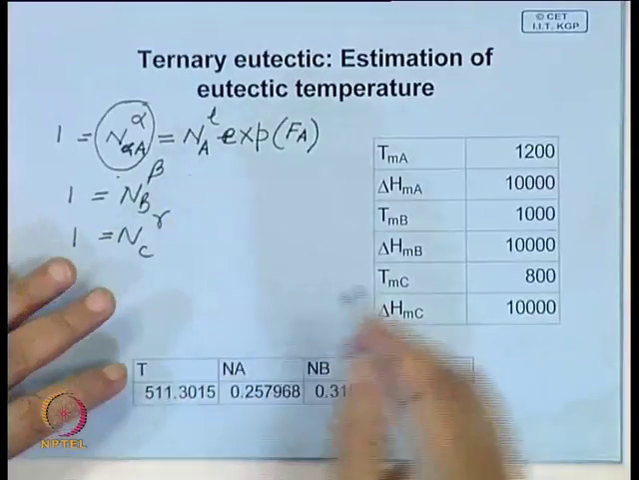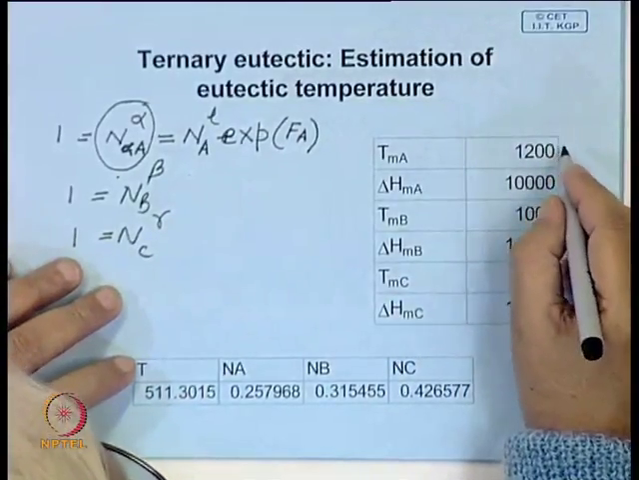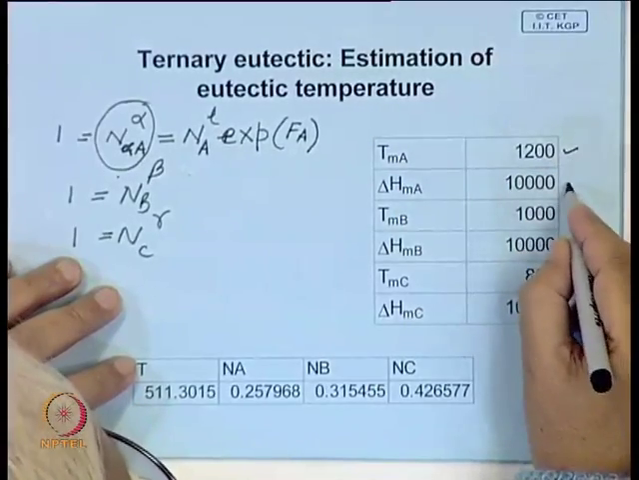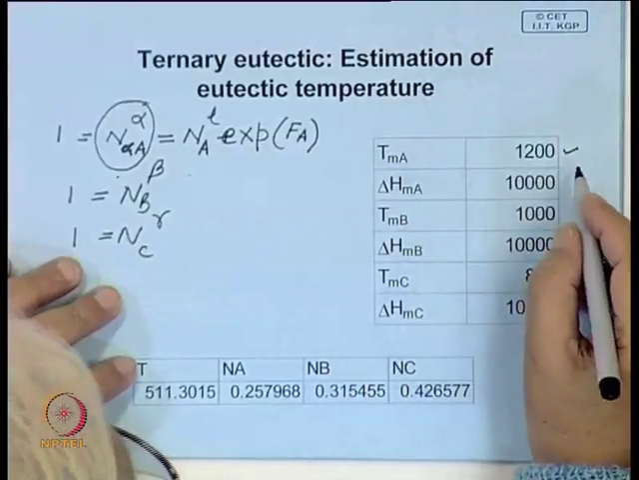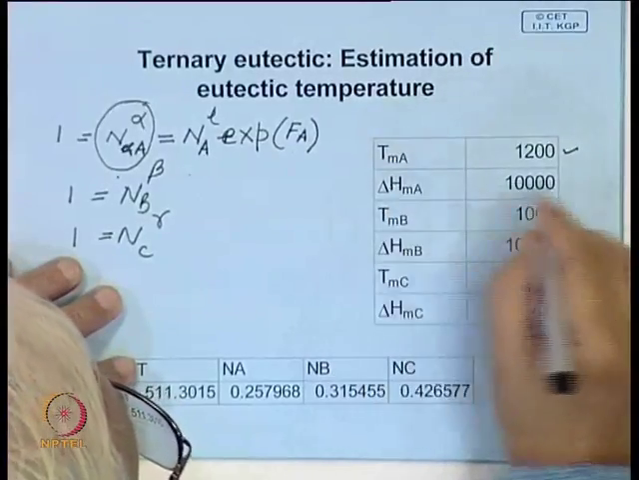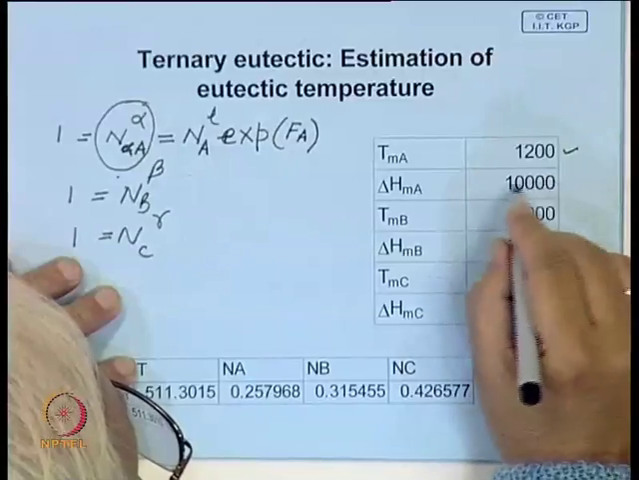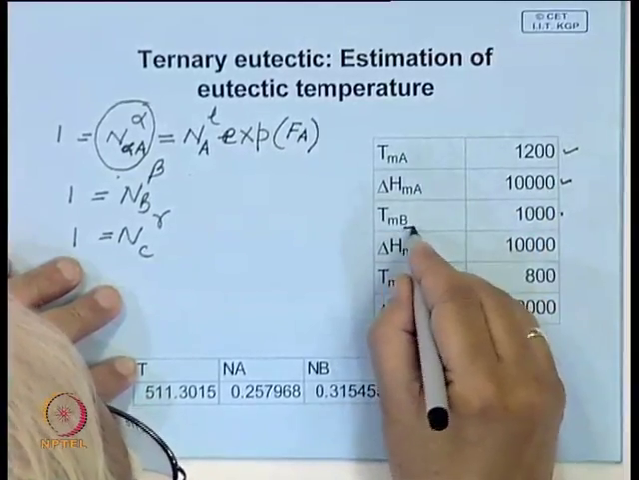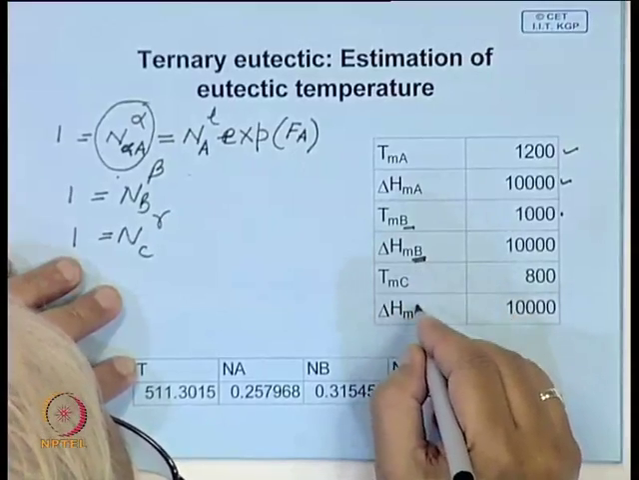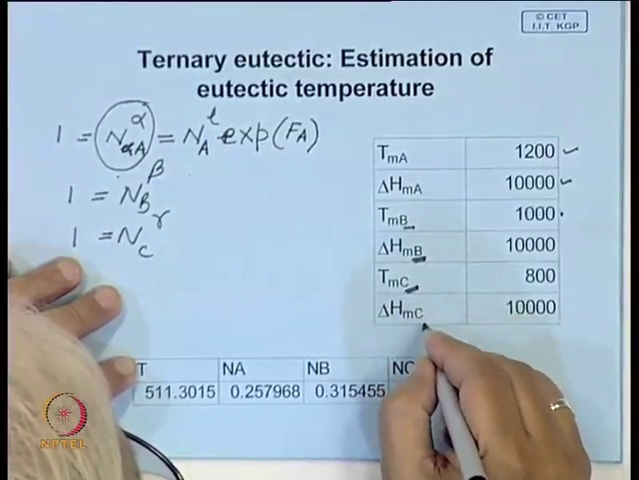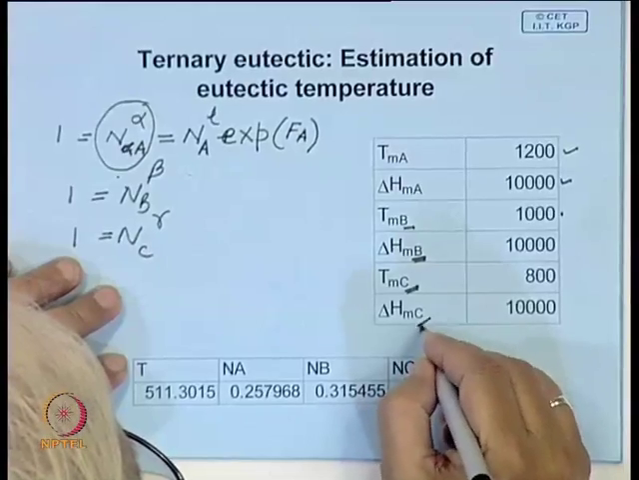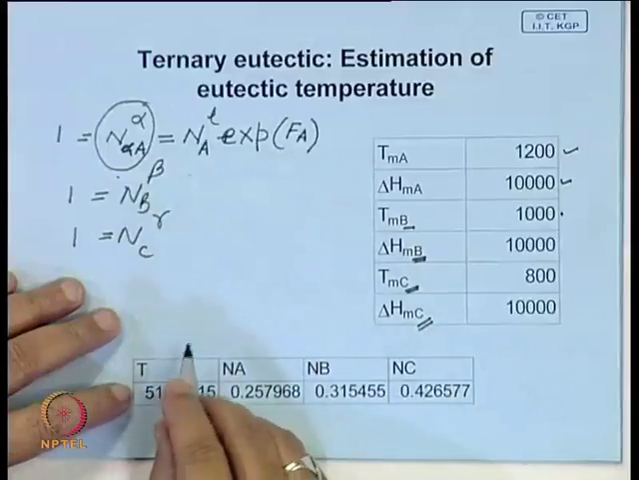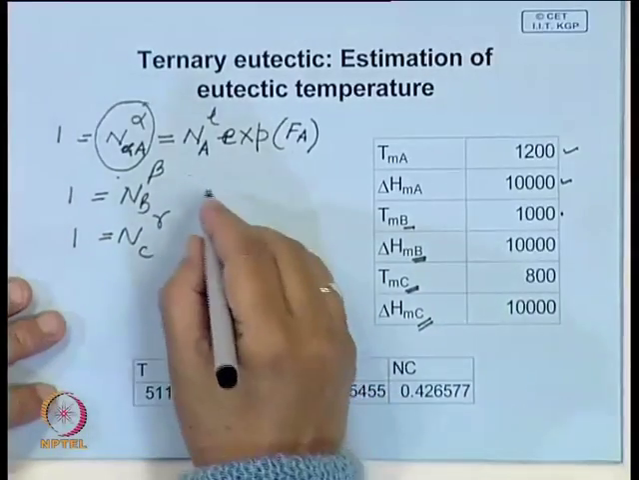And in that case, if you take some numerical values, this is the melting point of A, this is the latent heat of fusion for A, this is the melting point of B, this is the latent heat of fusion for B, this is the melting point of C, this is the latent heat of fusion of C. Now let us see what we have here.